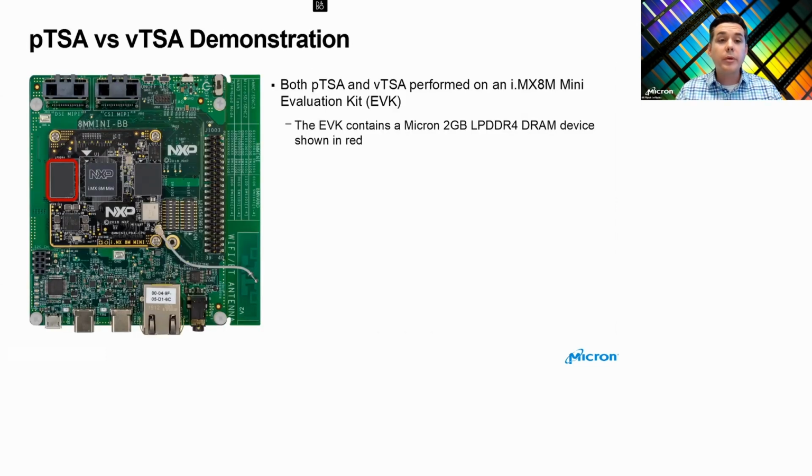So what I'm going to do now is give you a demonstration of the vTSA tool so you can get a grasp for what they look like and what kind of information they provide. To do this, I'm going to use an NXP i.MX mini evaluation kit. This kit has an LPDDR4 device from Micron on it, and we're going to use it to run the vTSA tool and show you what it looks like. And after that, I'm going to show you a comparison between the results that I got from the vTSA and the results that I measured directly on this same exact board doing a pTSA. So I'm going to hop over to the vTSA tool now and show you how it works.